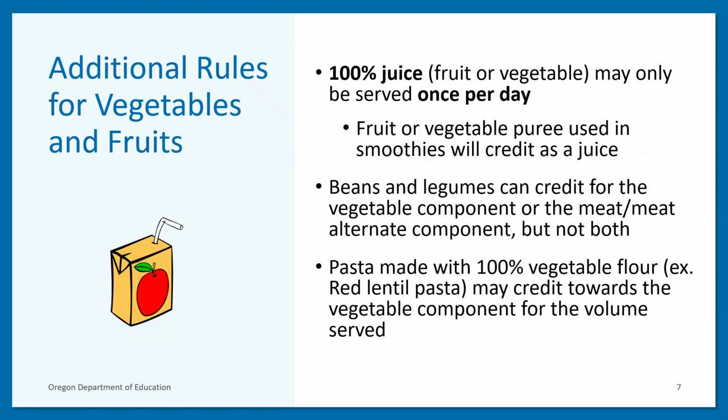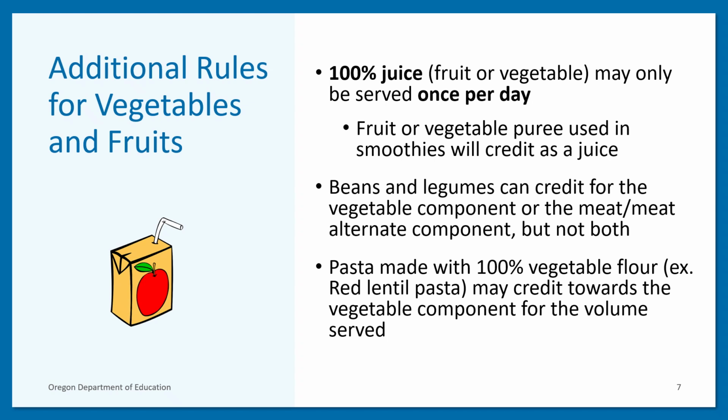There are a few additional rules for vegetables and fruits that menu planners should be aware of. 100% juice, either fruit or vegetable, may only be served once per day. Juices that are not 100% are not creditable. If you have fruit or vegetable puree used in a smoothie, it will also credit as a juice.